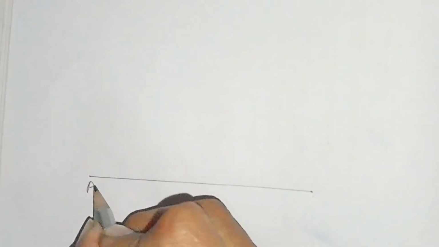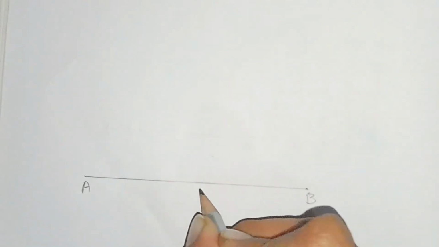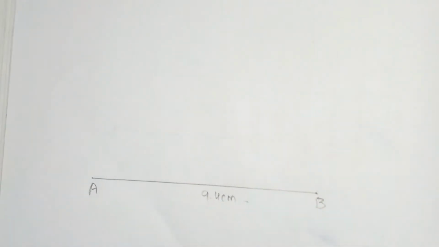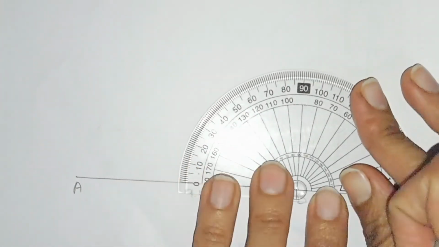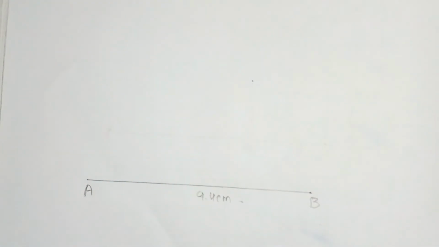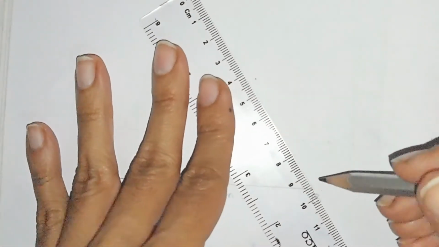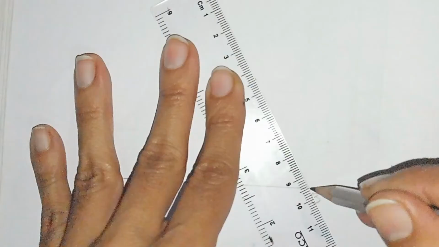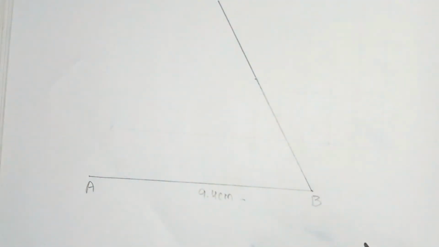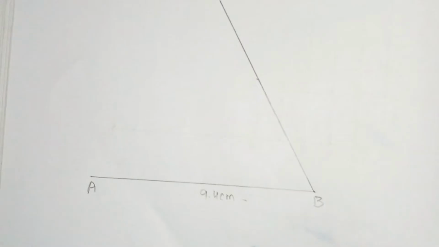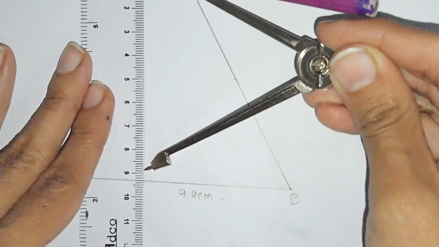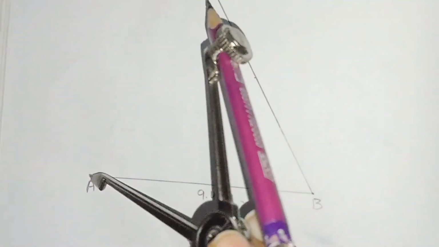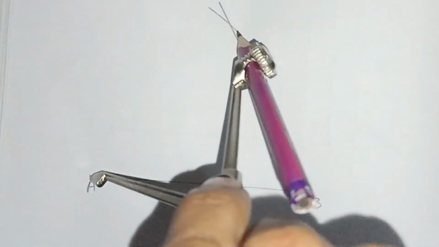That is the line AB, 9.4 centimeter. At point B, draw the angle of 60 degrees. That is the angle of 60. Now I have to draw the point 8.8. Place it at point A and mark it.